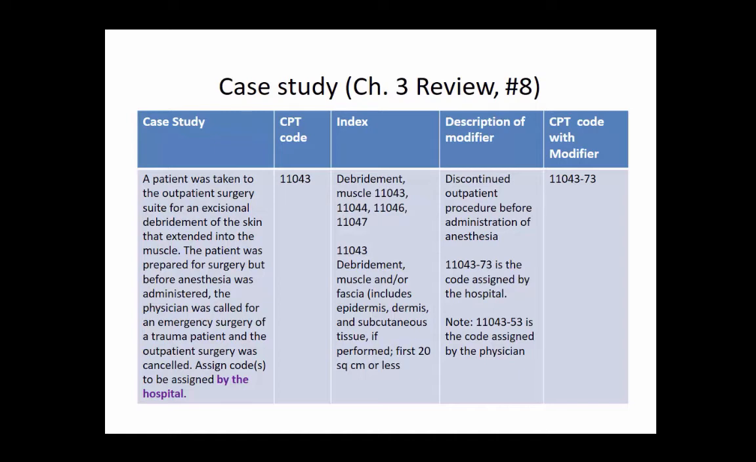Ideally, the documentation that you are getting from the physicians should say exactly what was excised. But I think the reason why it isn't, this didn't happen. You see where the surgery was canceled, so they didn't go to the OR. You couldn't choose it by the centimeters. And you see the modifier that would be used by the hospital is -73, discontinued outpatient procedure before administration of anesthesia, but the physician would assign 11043-53, and 53 is discontinued procedure.